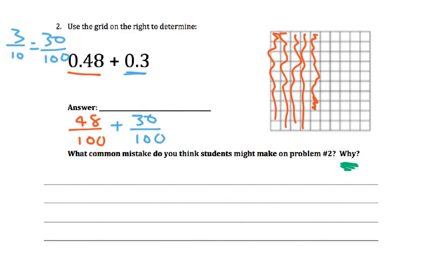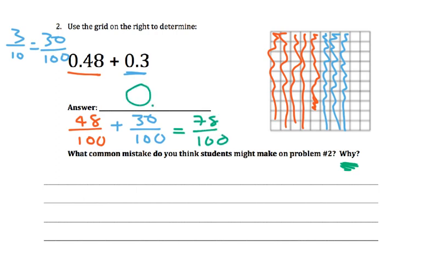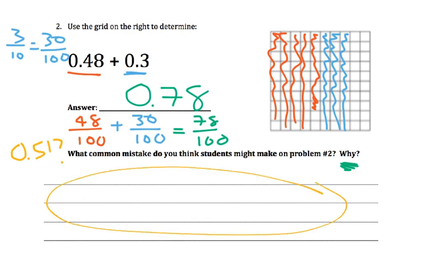Alright, so I could shade in 30, which would look something like this. And if you were to count up all these little squares, you would have a total of 78. And that's why the answer is 78 hundredths, which as a decimal, we write like this, 78 hundredths. So why do you think someone might end up getting this answer? Please explain it over here.